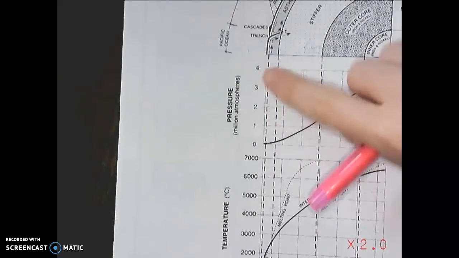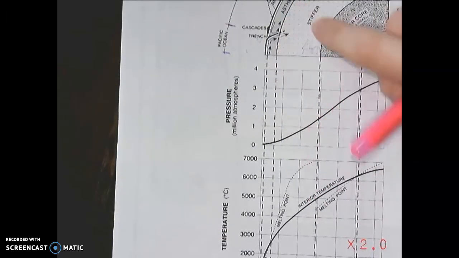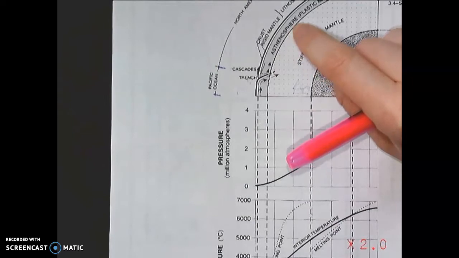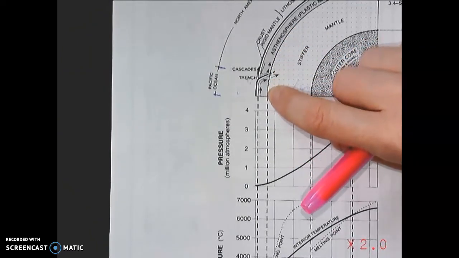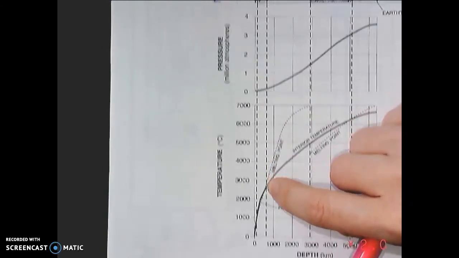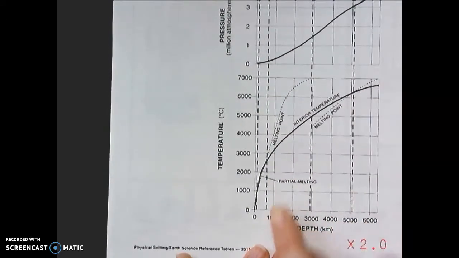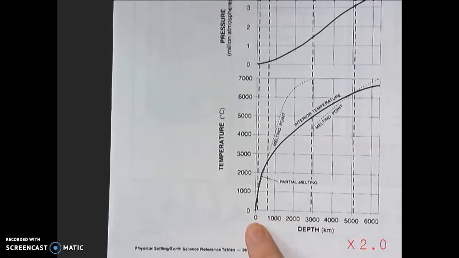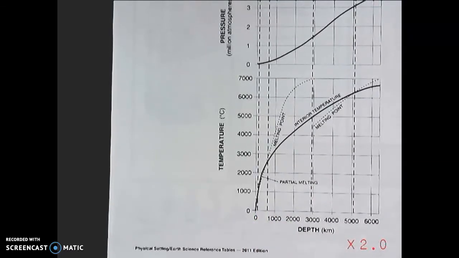If you wanted to know where the asthenosphere ended and the stiffer mantle began, you'd follow the boundary between them until you got to this dashed line. You would bring it all the way down to the bottom, and it would tell you the depth is going to be, again, between 0 and 100. I would say it's a little more than half, so maybe like 700 kilometers into the Earth.